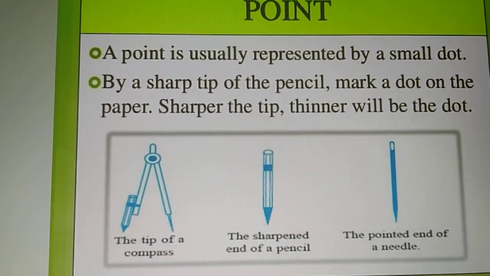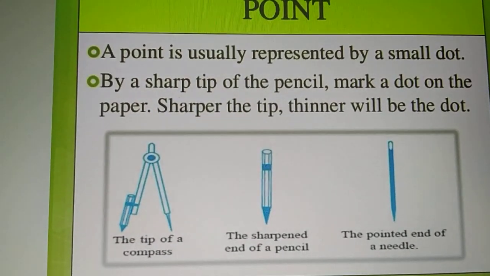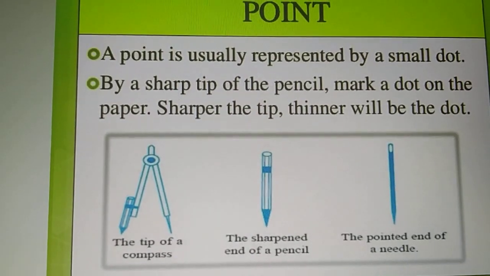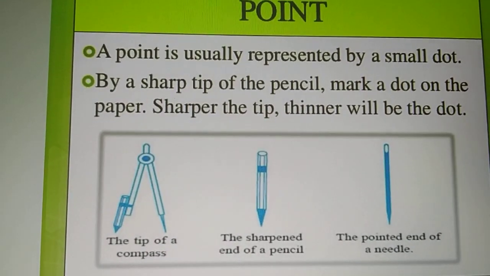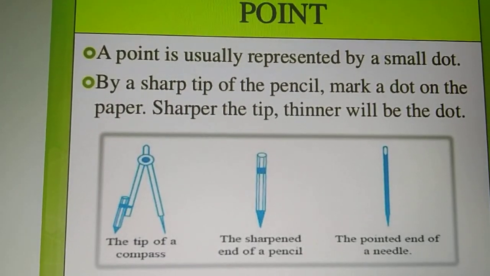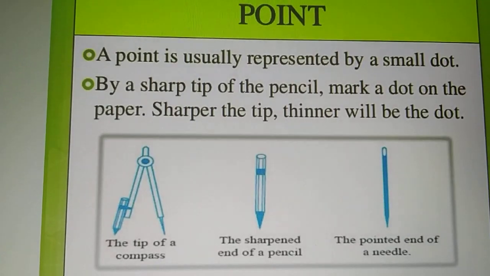First topic is point. A point is usually represented by a small dot. With a sharp tip of a pencil, mark a dot on a paper. The sharper the tip, the thinner will be the dot. As you can see, the point is represented by a dot.